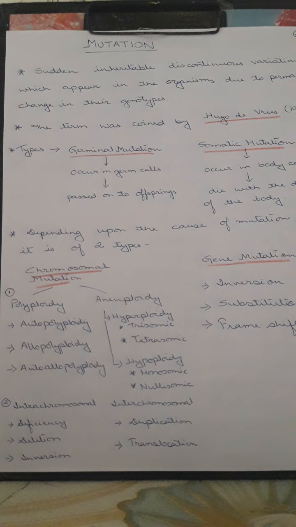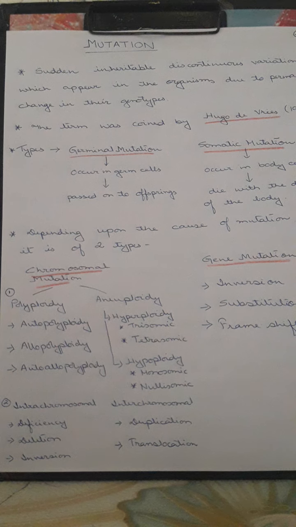Again, depending upon the cause of mutation, it is of two types: one is chromosomal mutation and the other is gene mutation. Chromosomal mutation means the changes that occur in the number or structure of chromosomes, and gene mutation means the changes that occur strictly in the gene of a particular chromosome.